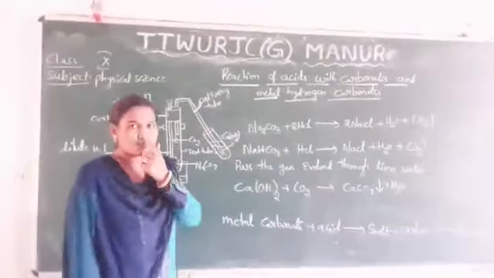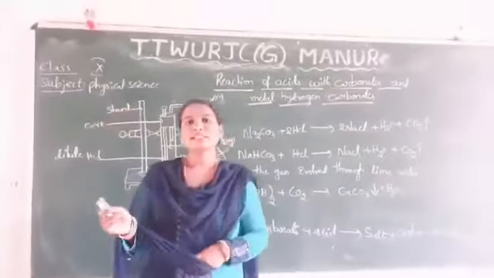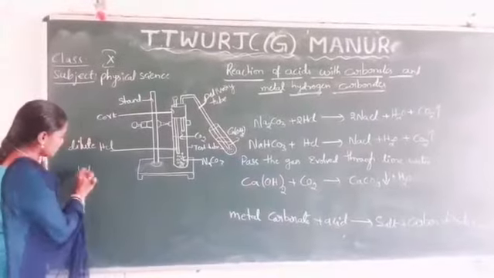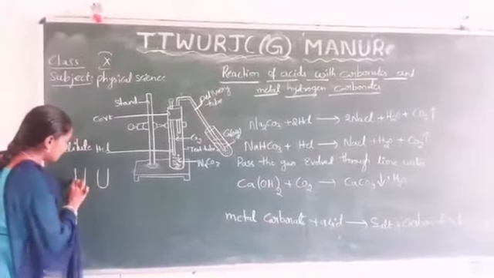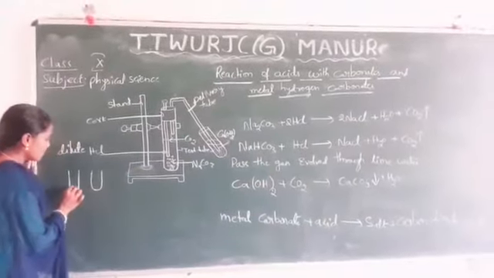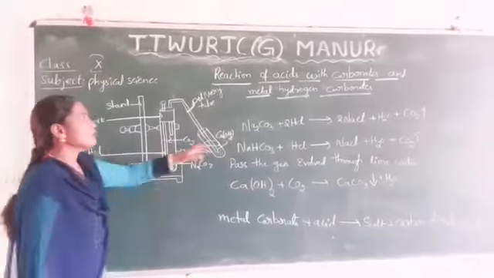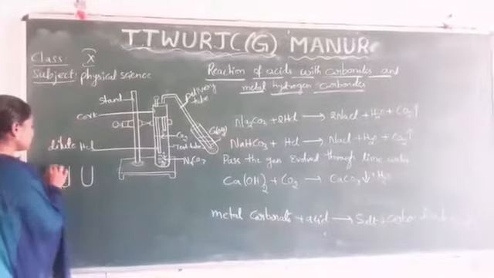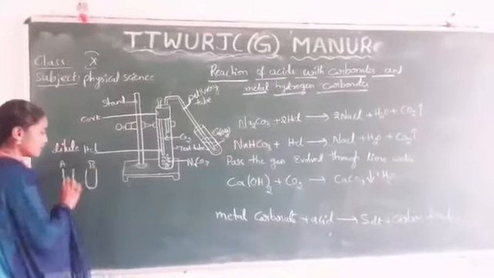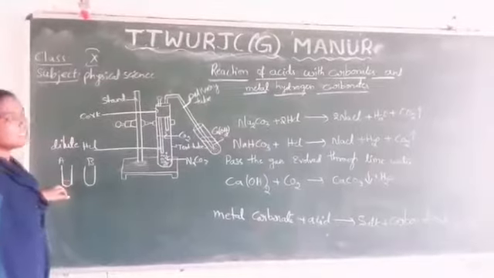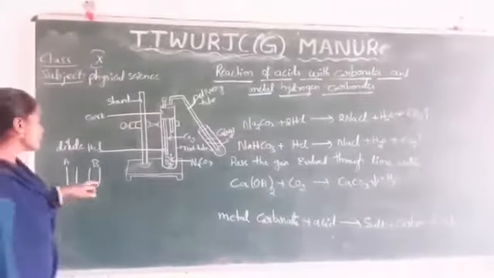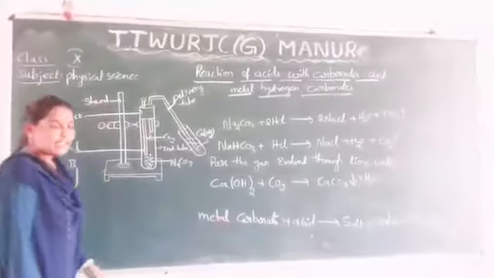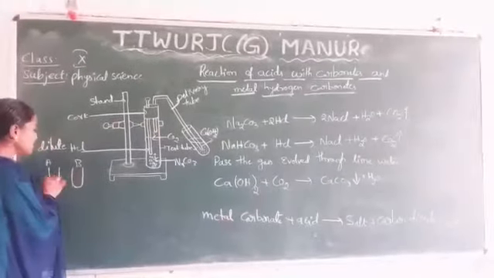Take two test tubes. Let us assume these are the two test tubes, test tube A and test tube B. Test tube A is filled with sodium carbonate and test tube B is filled with sodium hydrogen carbonate, and add dilute HCl to these.